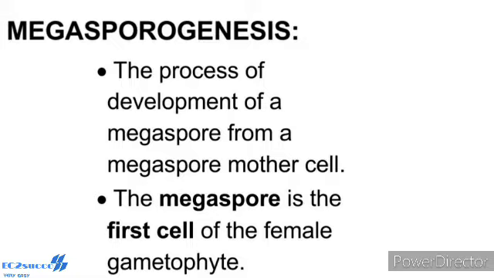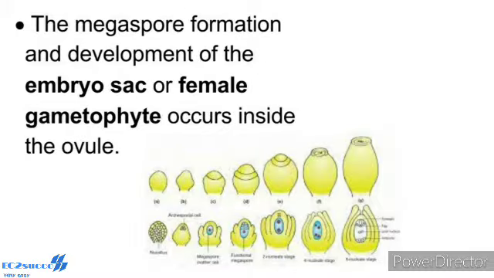Another major portion, megasporogenesis. Megasporogenesis means the process of development of megaspore from a megaspore mother cell. The megaspore is the first cell of the female gametophyte. The megaspore formation and development of the embryo sac or female gametophyte occur inside the ovule. As the ovule develops, a single hypodermal cell in the nucellus becomes enlarged and functions as an archesporium.